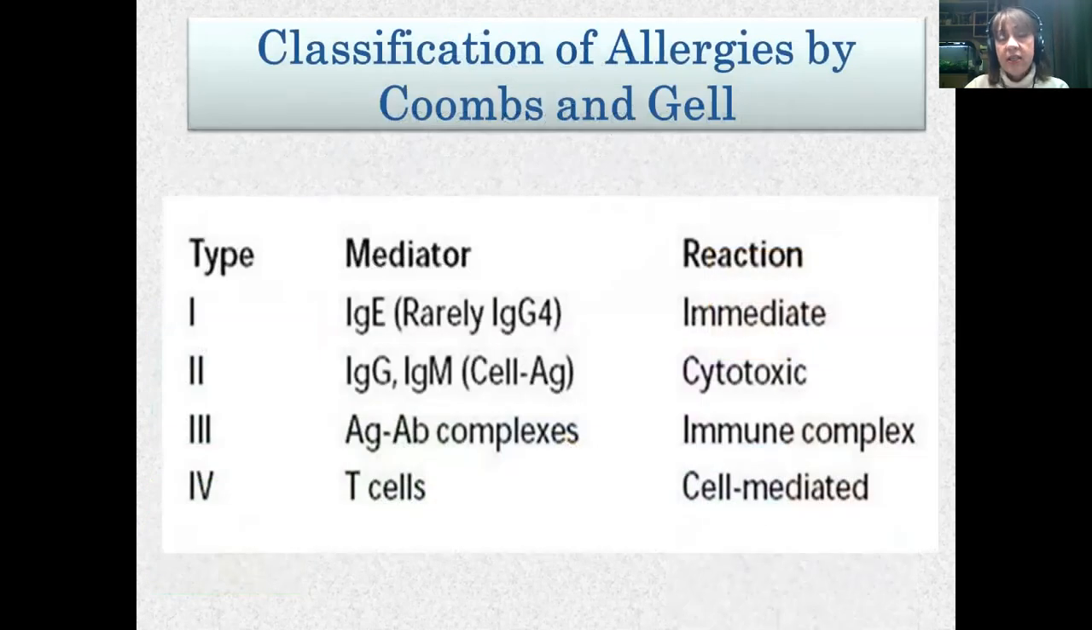And here you see the classification of allergies according to Coombs and Gell. This classification is based on the mechanism. Allergy is an immune response. Immune response may be cellular and humoral, and allergy may be mediated with antibodies or effector T cells.